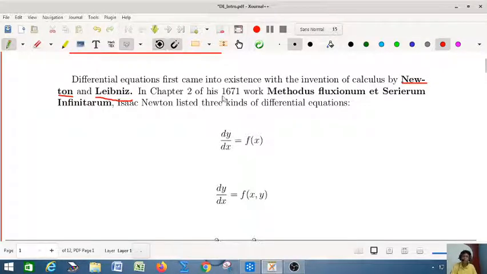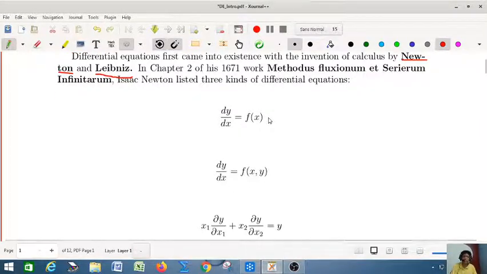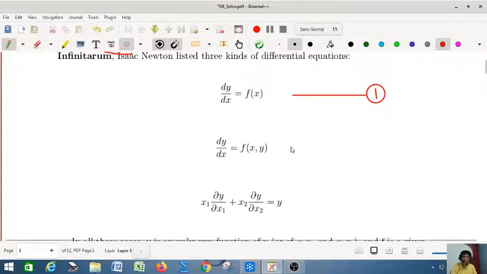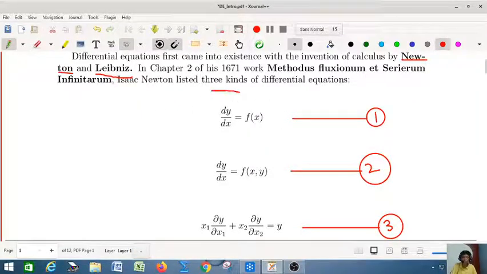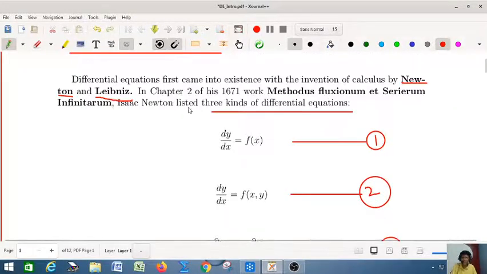In chapter 2 of his 1671 work Methodus Fluxionum et Serierum Infinitorum, Isaac Newton listed three kinds of differential equation. Number 1, dy/dx equals a function of x. Number 2, dy/dx equals a function of x and y. And number 3 is a partial derivative equation, x1 ∂y/∂x1 plus x2 ∂y/∂x2 equals y. These are the three kinds of differential equation Newton listed in chapter 2 of his research work.